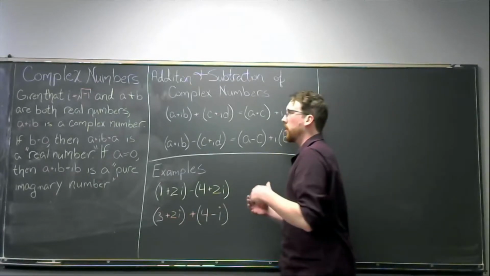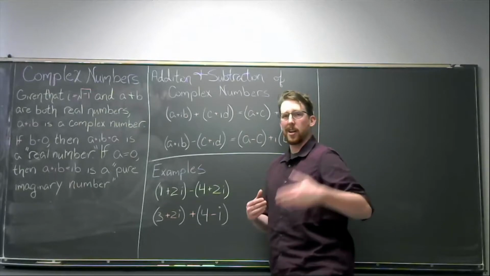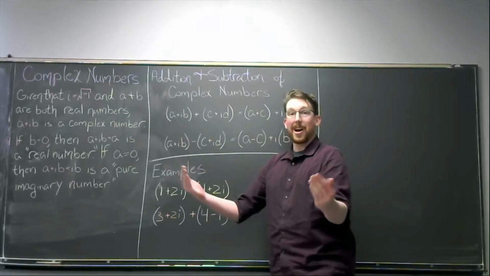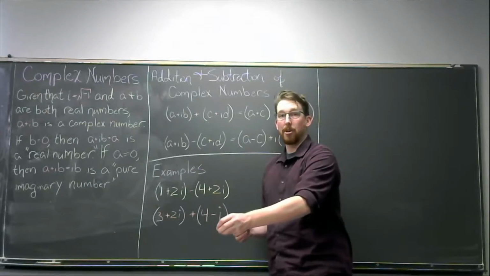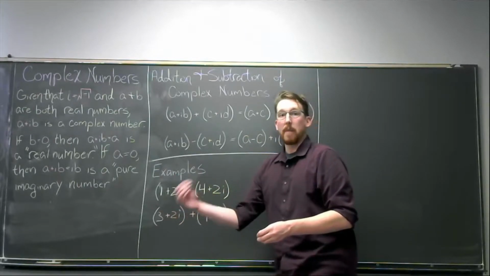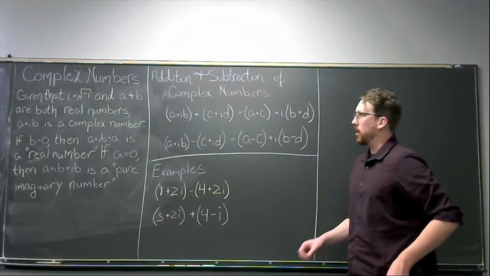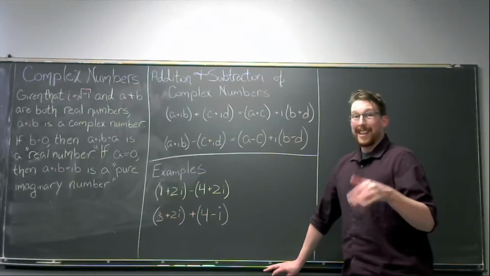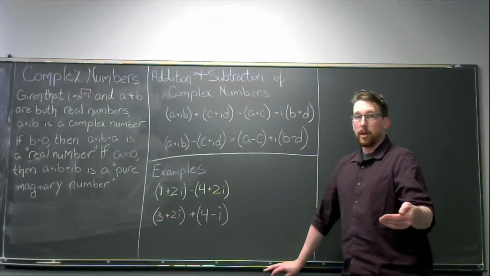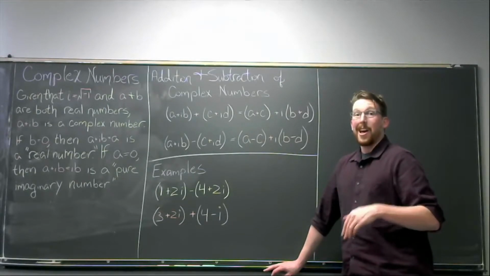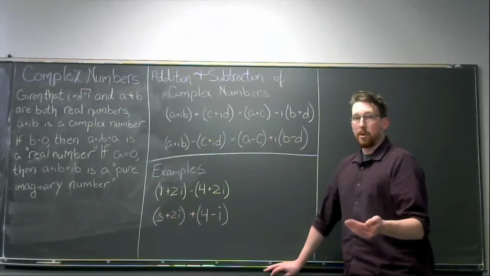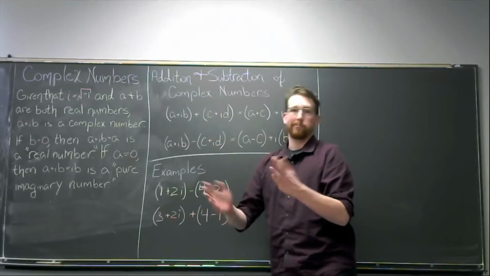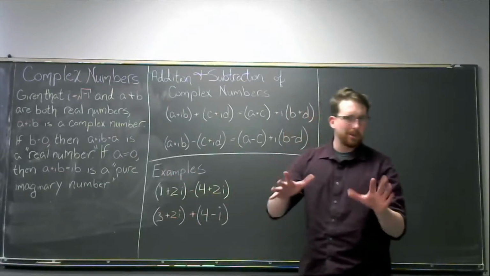So this idea of a complex number is saying, hey, I want a real number, and I want an imaginary number. Not the imaginary number, an imaginary number. The difference here being that the imaginary number is the square root of negative 1. An imaginary number is any real number times i. Just a distinction here.